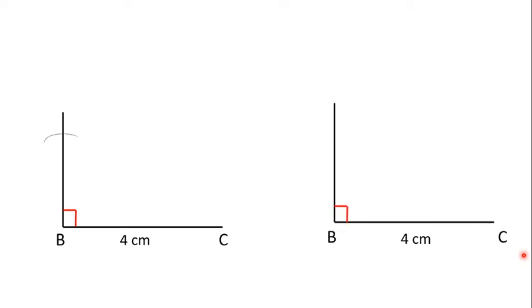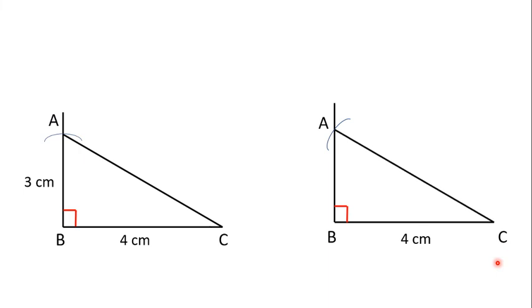Okay, now here the length of AB is given as 3 centimeter. So here the length of CA is given as 5 centimeter. So we got the point A. So join C and A. In both the cases, you will see that you will get a unique triangle only.